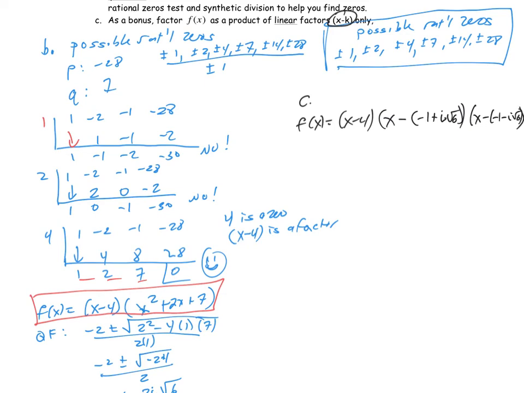And that's correct. If we wanted to, we could simplify this a little bit. We'd have x minus 4 times x plus 1 minus i radical 6 and x plus 1 plus i radical 6. So that is the function written as a product of linear factors.